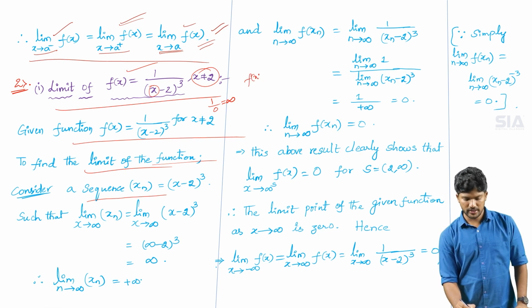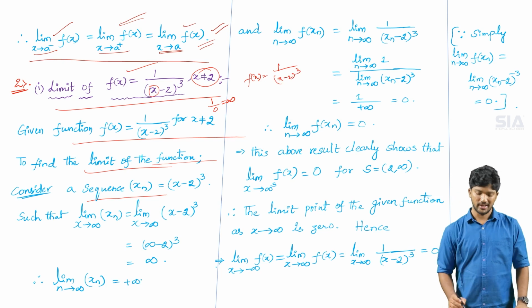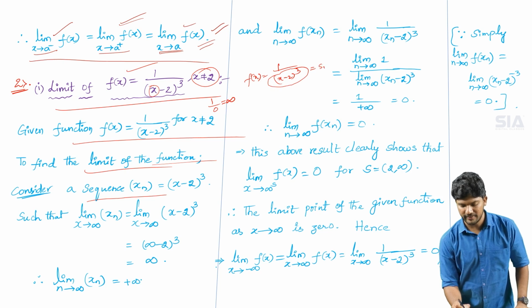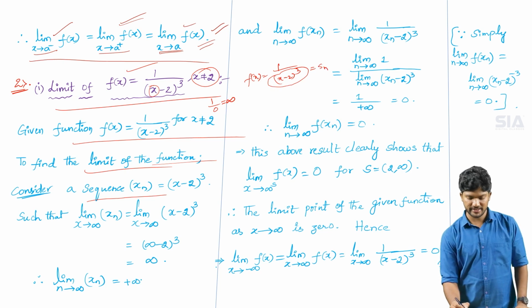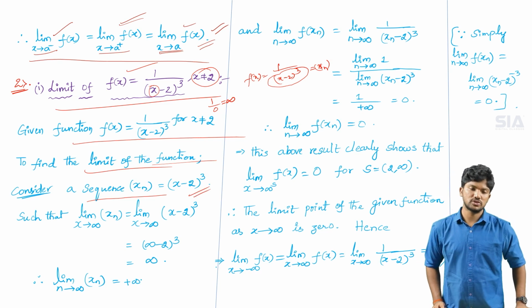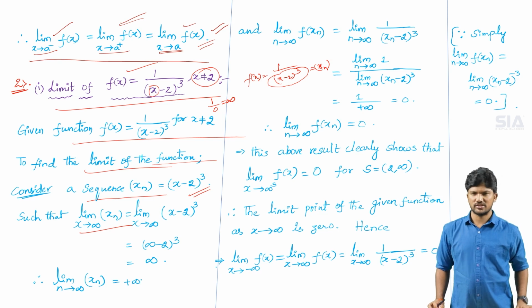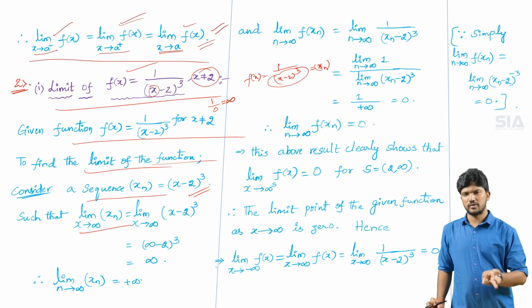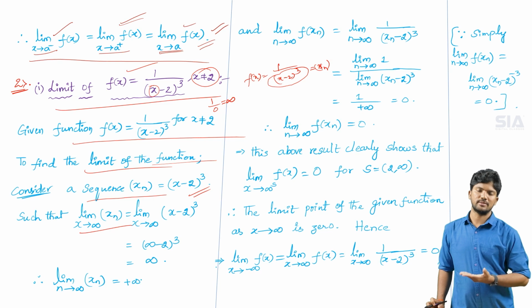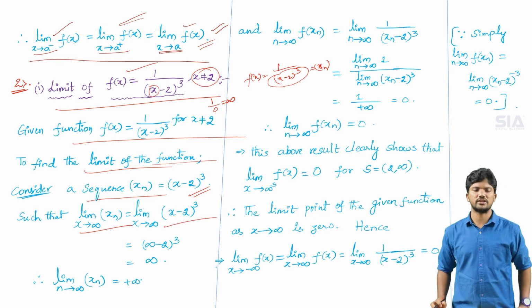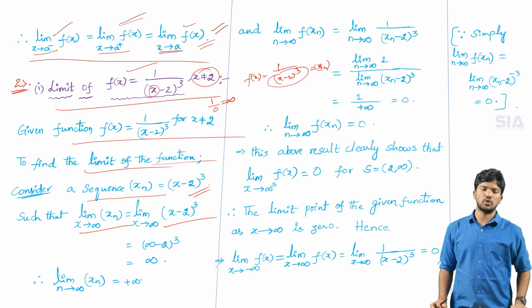we have f of x is equal to 1 by (x minus 2) whole cube. In this total function, I am taking only this denominator value as a sequence. That sequence I am taking as x suffix n. Okay, so consider a sequence x suffix n, (x minus 2) whole cube, such that limit x tends to infinity of x suffix n is equal to limit x tends to infinity of x suffix n minus 2 whole cube.